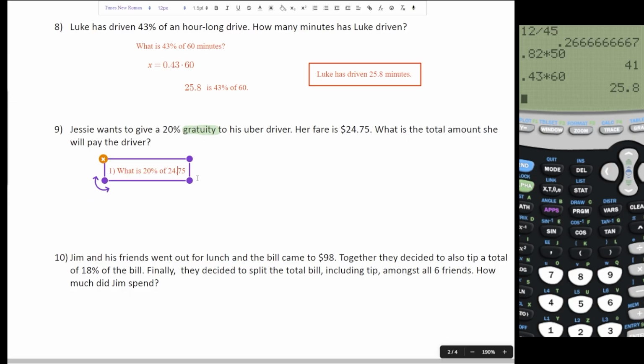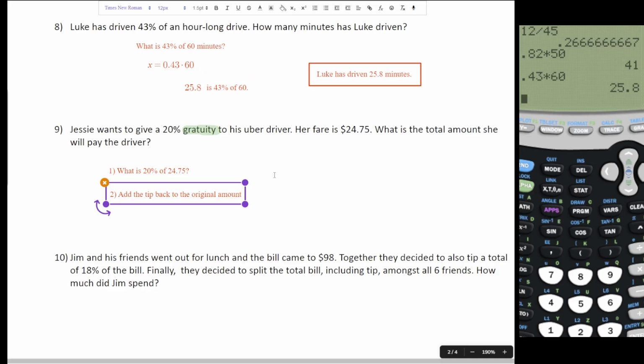So that's the first question we want to answer. And then the second question we want to answer is how much is she actually going to pay? So we're going to add that back to the original amount. So add the tip back to the original amount.